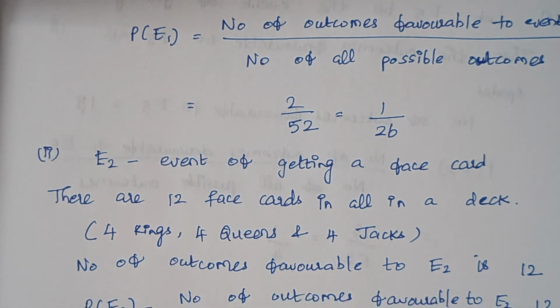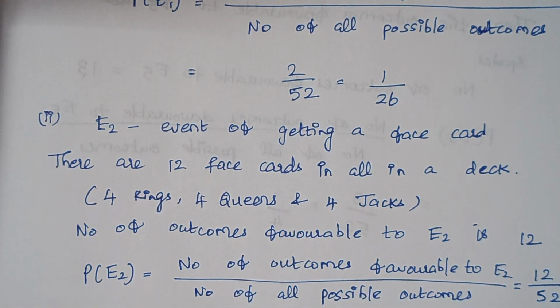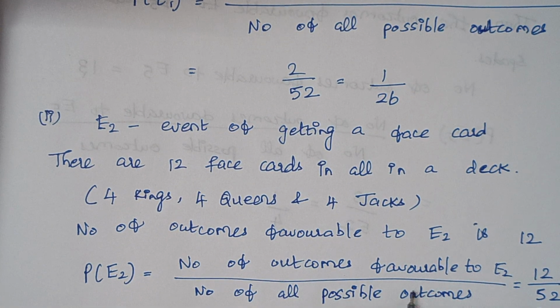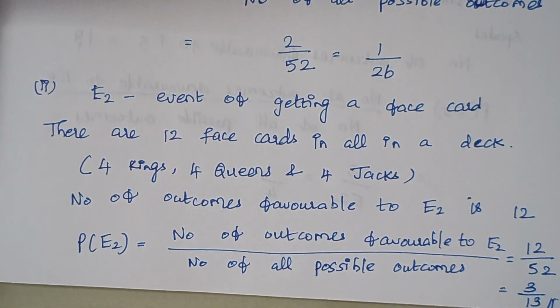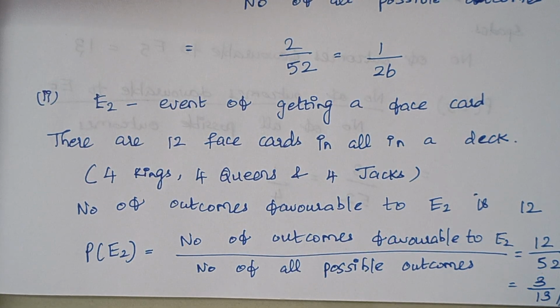Then what is the probability? Probability is again the same. Number of outcomes favorable to E2 divided by number of all possible outcomes. So outcomes favorable to E2 is 12 and again number of outcomes is 52. So 12 by 52, when you cancel out by 3, we end up with the answer as 3 by 13. Right.